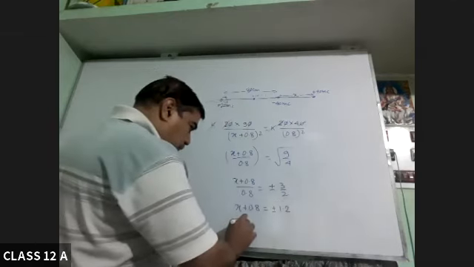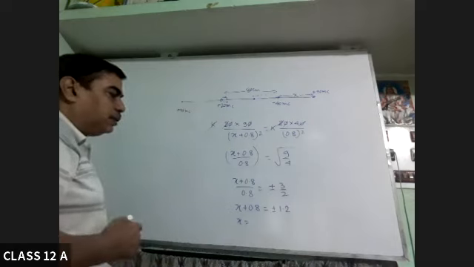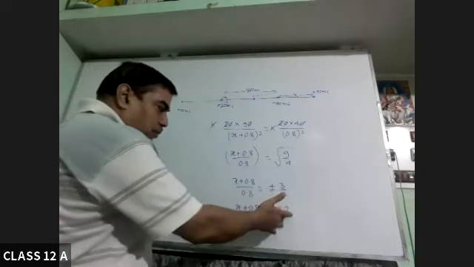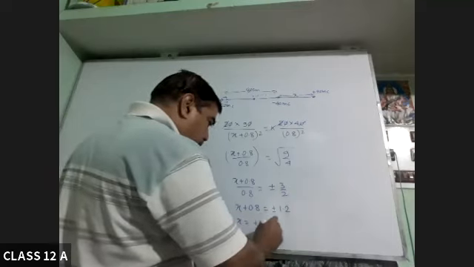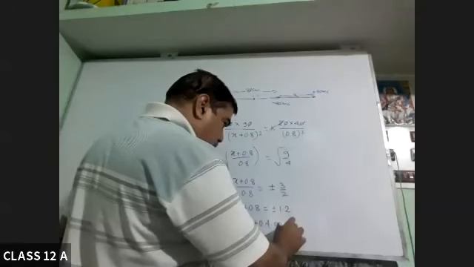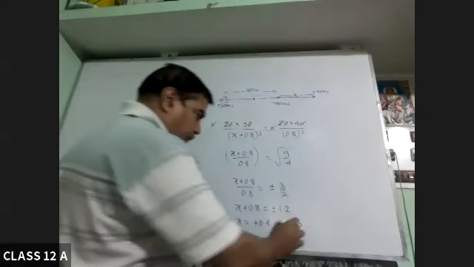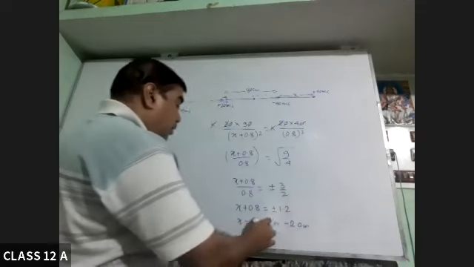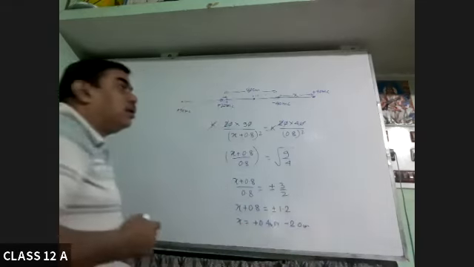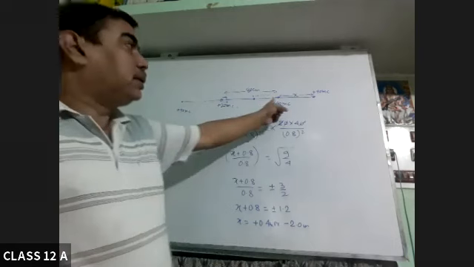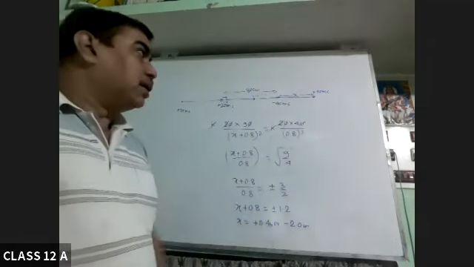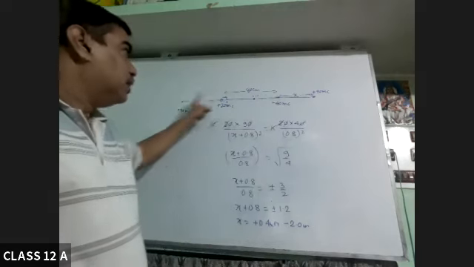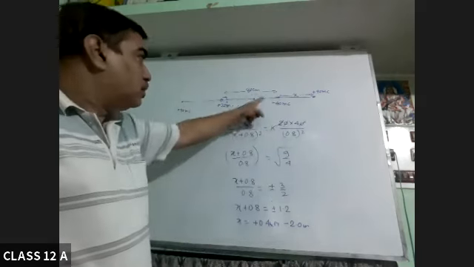So this x is how much? And this plus 1.2 become 0.4, plus 0.4 or minus 2.0. So one possibility is 0.4, other is minus 2 meter. That means 2 meter from here on this side. So it is crossing this line.